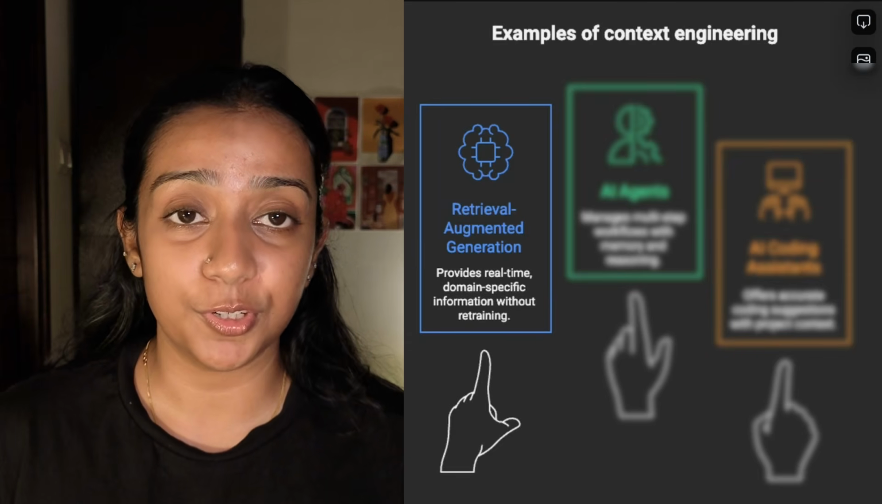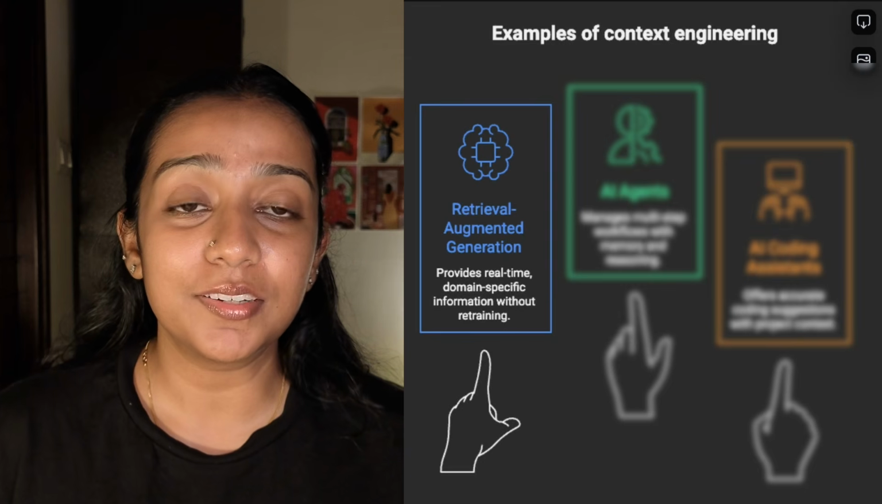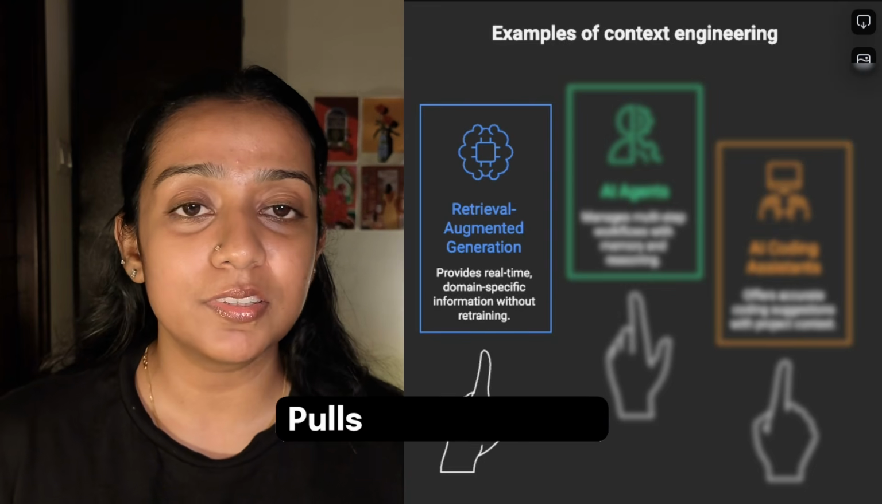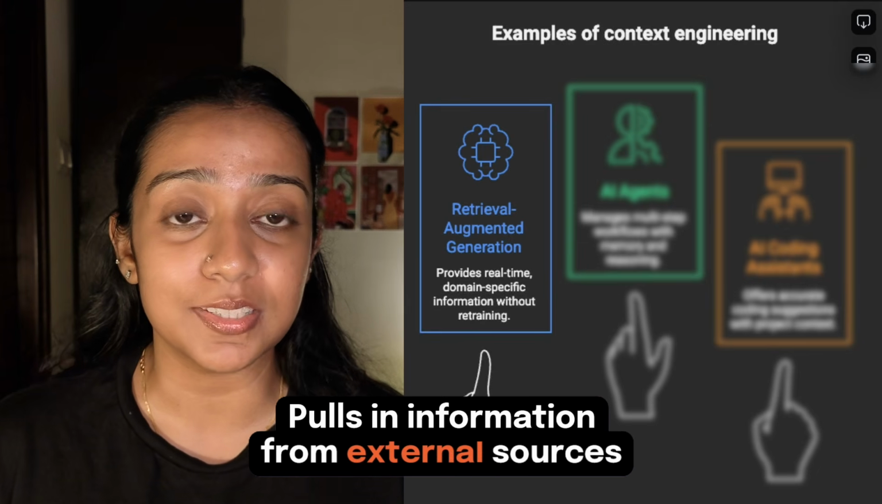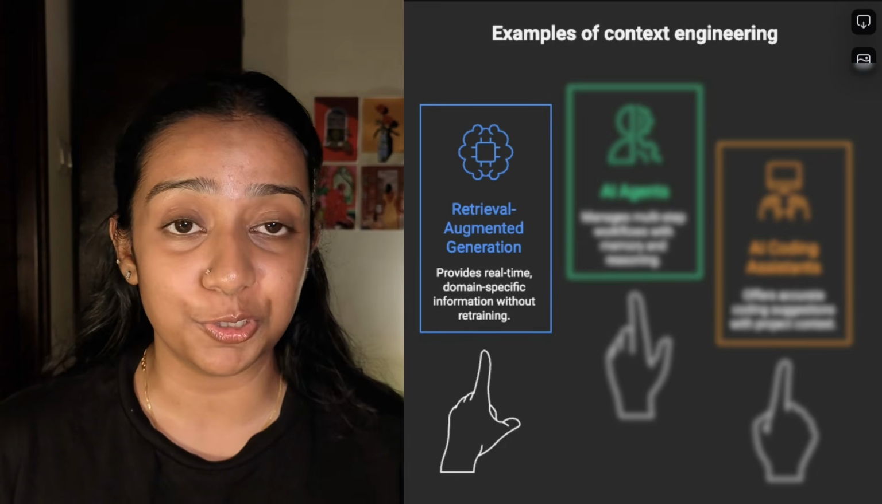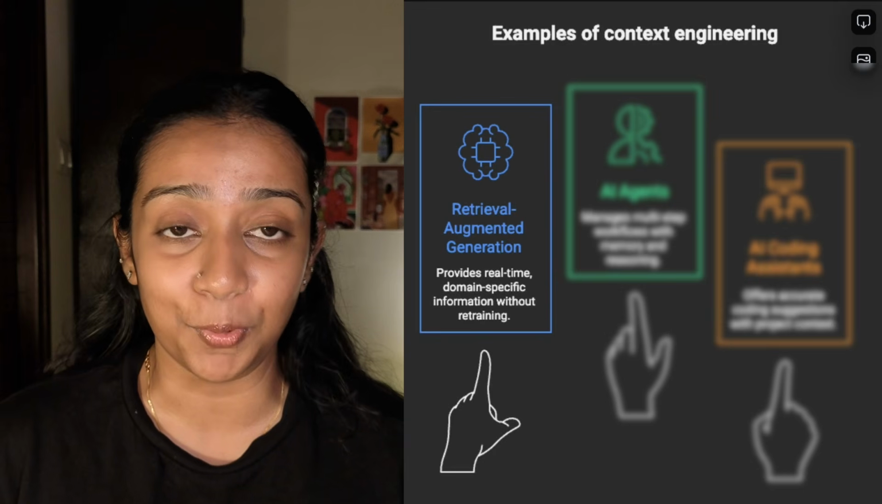Context engineering is already widely used, and some common examples are Retrieval-Augmented Generation or RAG. Instead of the model relying on information that it has already been trained on, RAG pulls in information from external sources like databases or APIs, and in turn it returns information that is domain-specific, reliable, and more accurate.